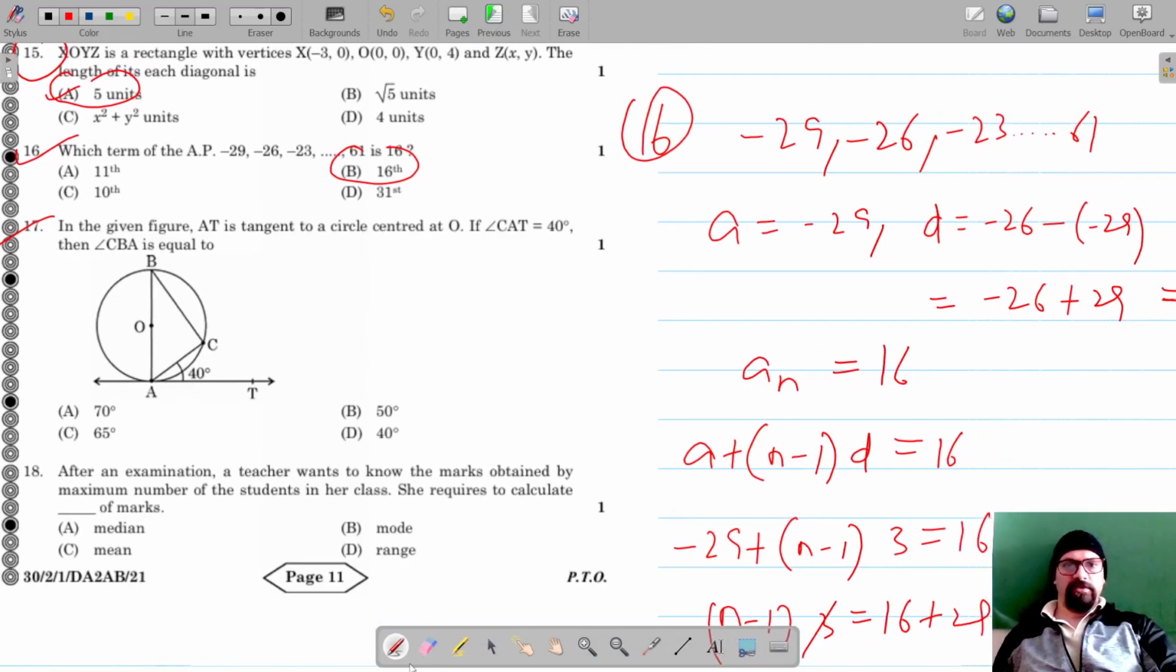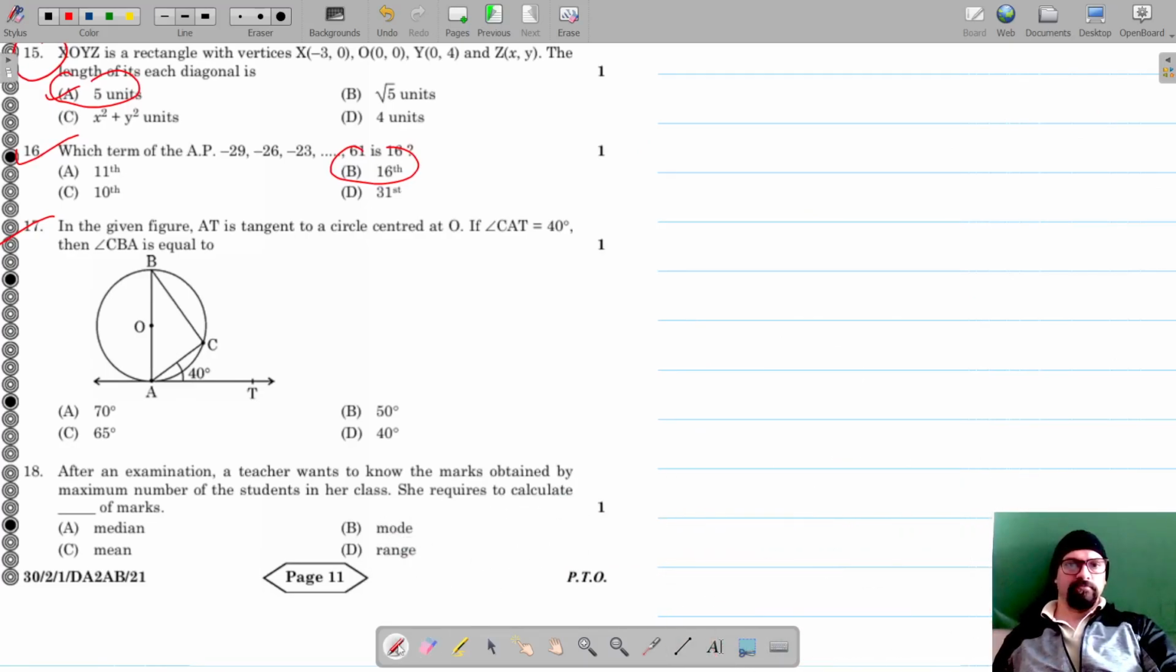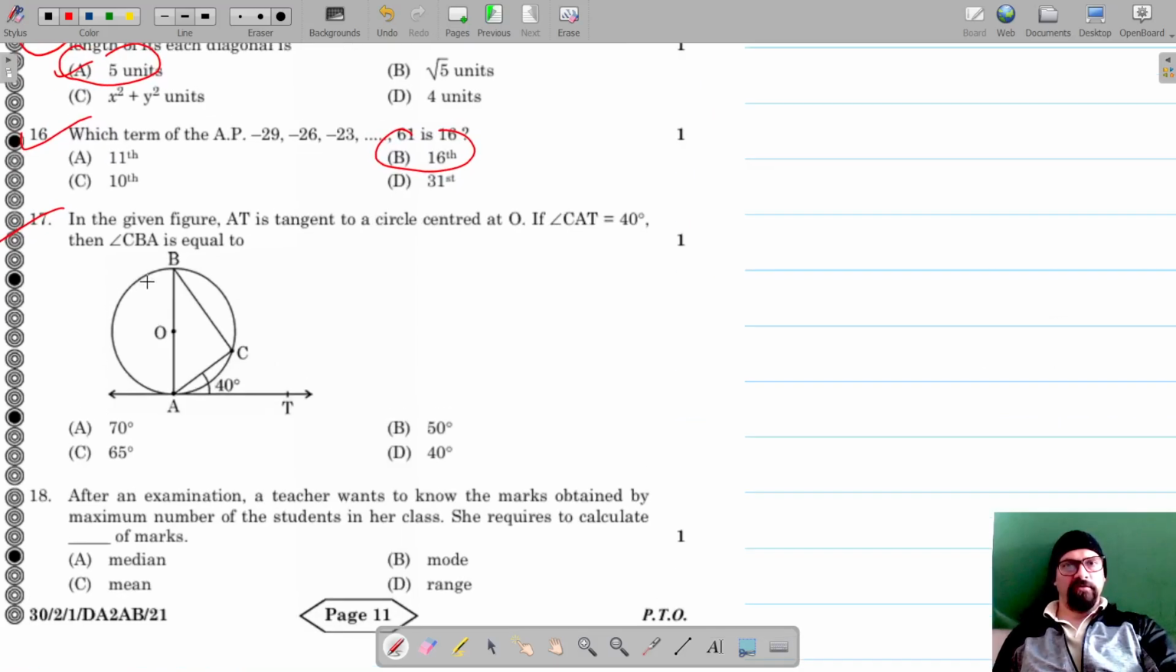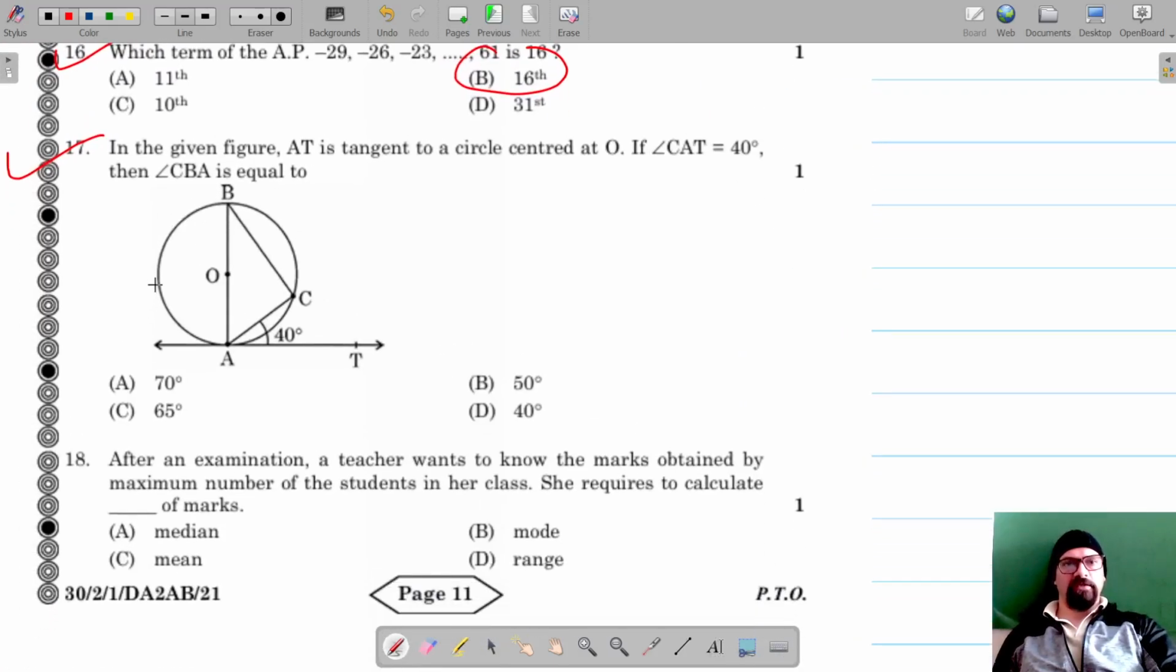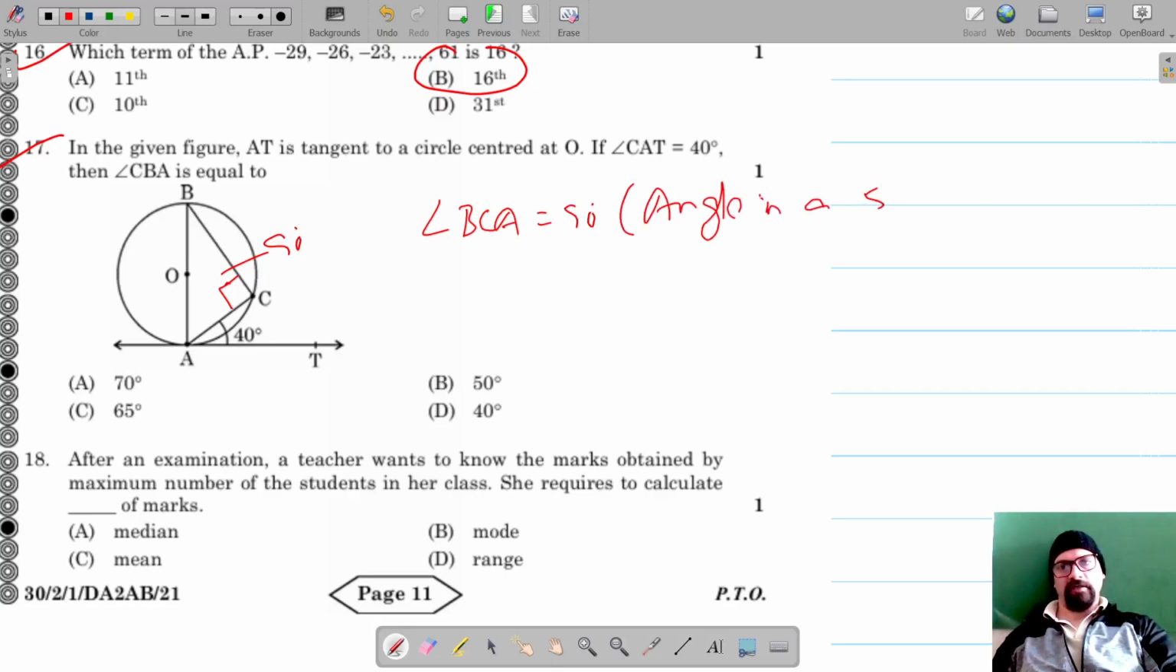Okay, for question number 17: in the given figure, AT is tangent to a circle centered at O. If angle CAT is equal to 40 degrees, then angle CBA is equal to? This is the angle in a semicircle. So angle BCA is equal to 90 degrees, because the angle in a semicircle is a right angle.